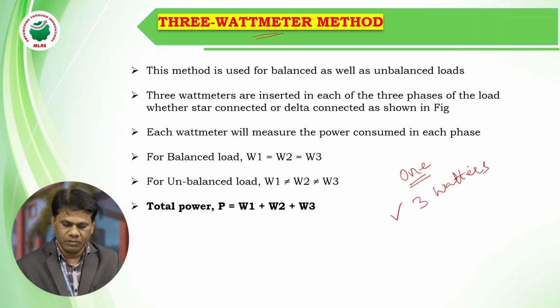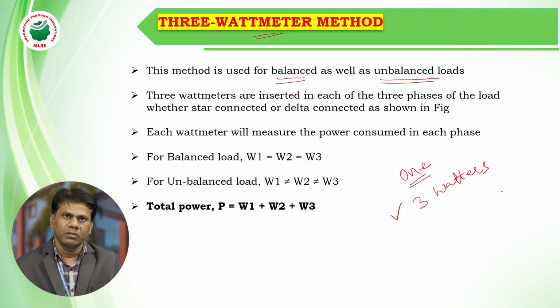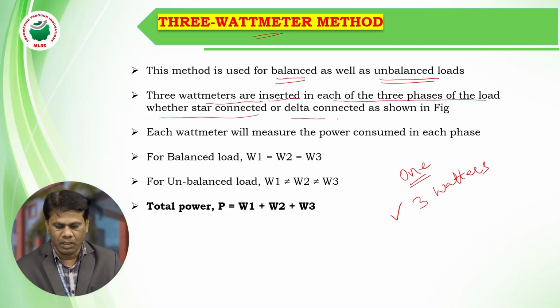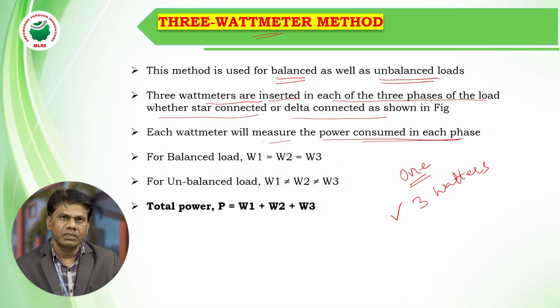This 3 wattmeter method is used for balanced as well as unbalanced load. Here 3 wattmeters are inserted in each of the 3 phases of the load, whether they are connected in star or delta. Each wattmeter is inserted in each phase of a 3-phase balanced or unbalanced load, and each wattmeter will measure the power consumed in that phase.